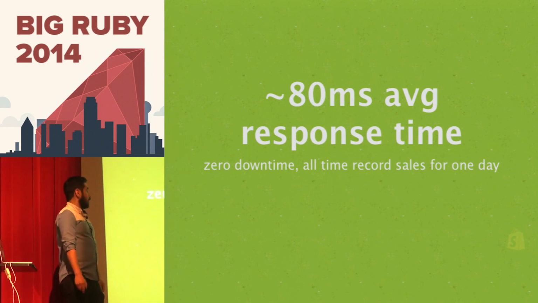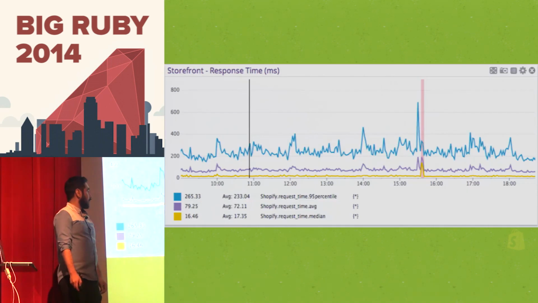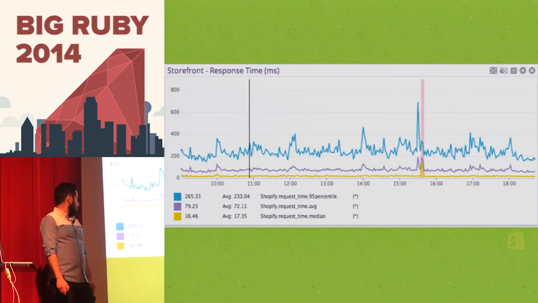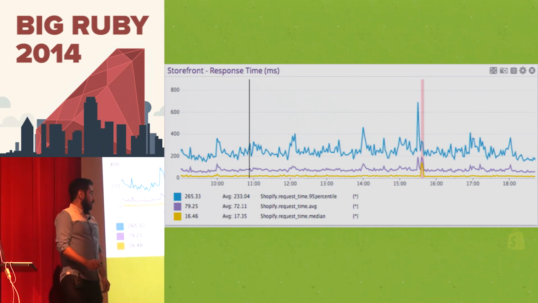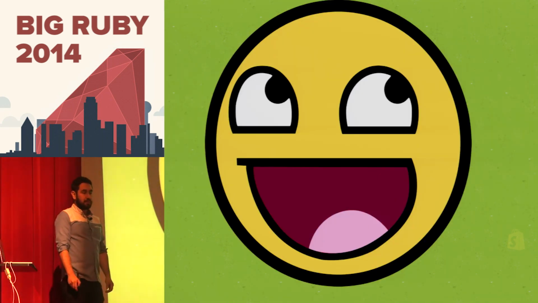So we had about 80 milliseconds average response time, and all-time record sales for that day. The purple line is average. The blue line is P95. So I think it went well.